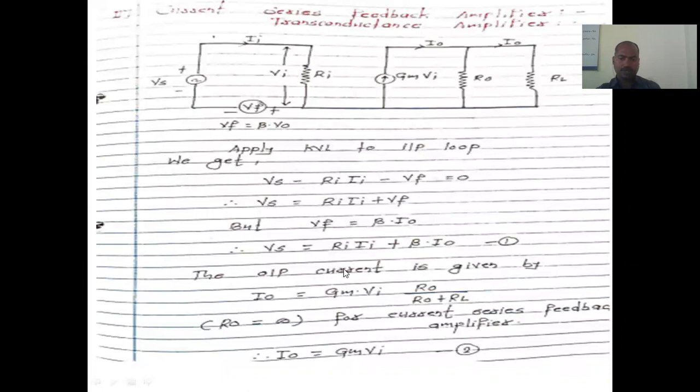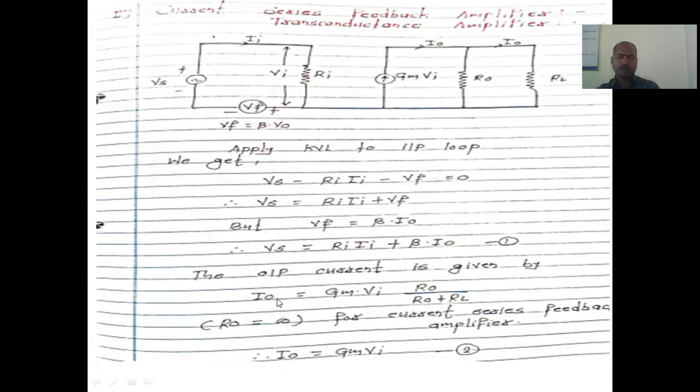When we use the series feedback type of amplifier, whatever the value of the output resistance R0, it is infinite. This is the thing, remember that R0 is equal to infinite when we use current series feedback. Okay, so we put R0 infinite, right? So infinite divided by infinite is 1.